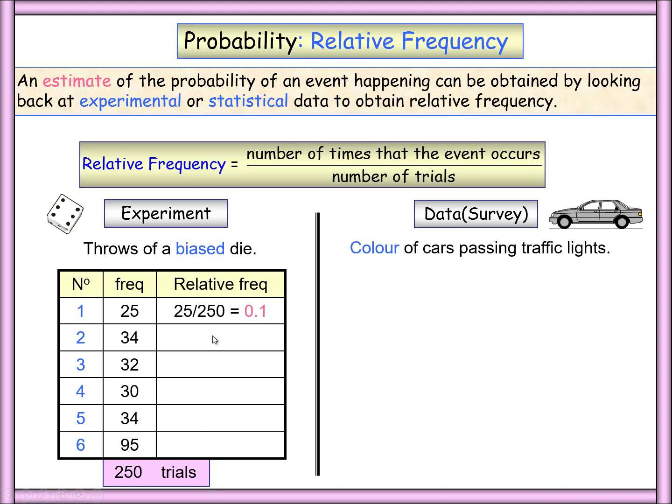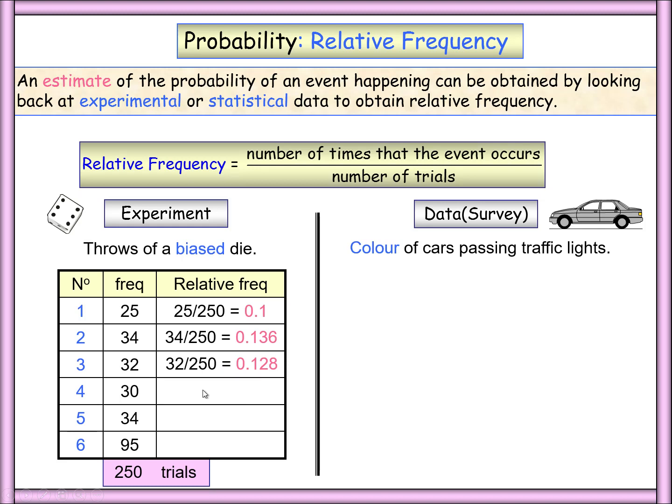And what I want you to do now is pause it and then fill in the blank spaces. The next one is going to be 34 divided by 250, and so on, 32 divided by 250. So before you see the answers, off you go. Hit pause. Okay, 34 divided by 250. You should have 0.136 on your calculator. And then we do 32 divided by 250, 0.128.